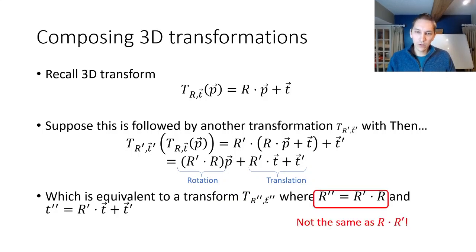But note here that these two matrices, R prime and R, are not necessarily commutative. This matrix multiplication is not necessarily commutative. We've shown that it is the case in 2D, but it's not the case in 3D. So be very aware of that whenever you're doing operations on these expressions. Make sure that you get the order of operations correct.